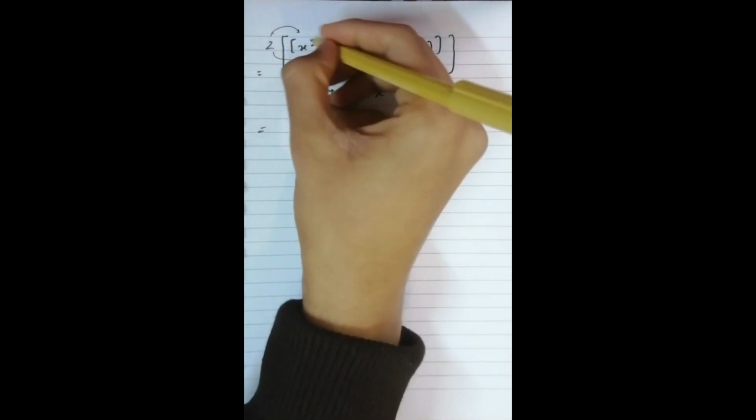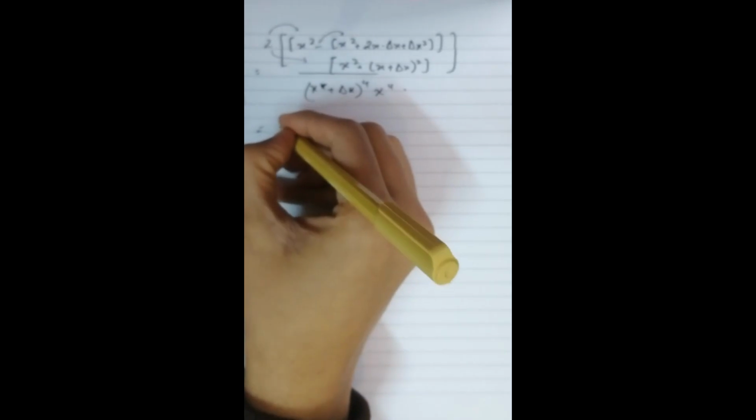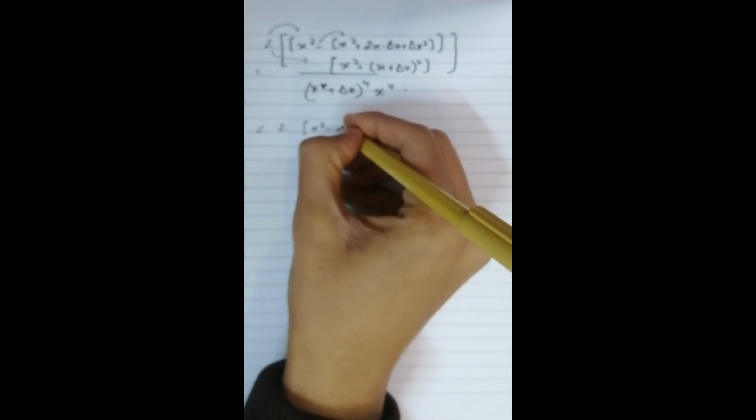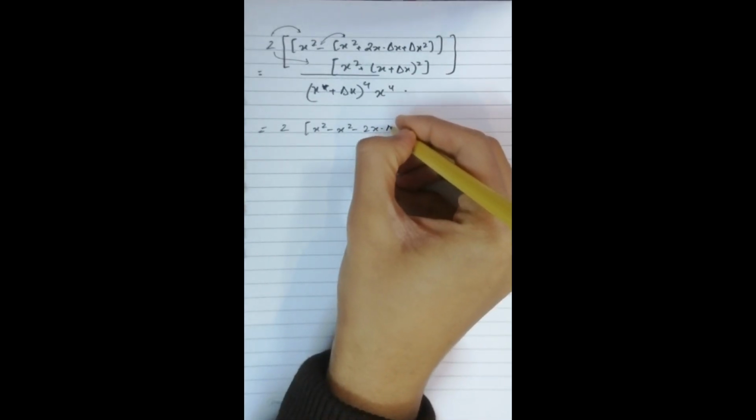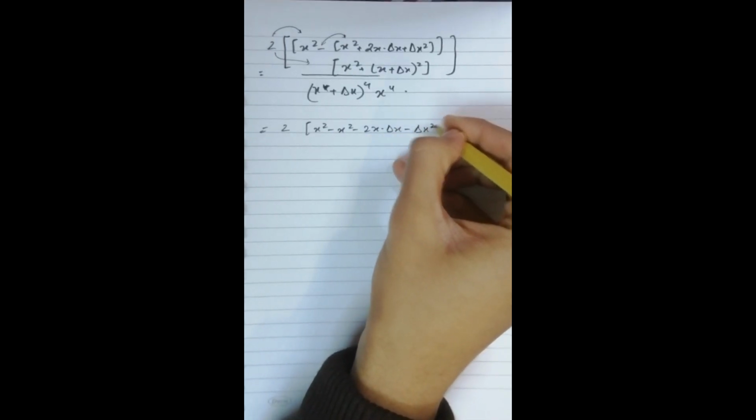Now you have to multiply this negative sign into the term. Okay. So x square minus 2x dot delta x minus delta x square. This is the first term.